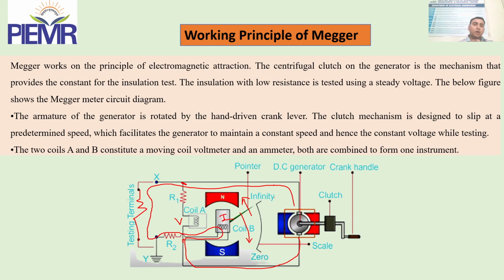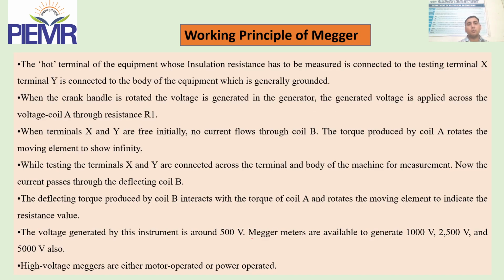Coil A and coil B are there to act as a moving coil voltmeter and ammeter. Both are combined to form one instrument. The hot terminal of the equipment whose insulation resistance is to be measured is connected between X and Y. The voltage is generated at the terminal across coil A through a resistance R1. When the terminals are initially free, no current flows through coil B, and the torque produced by coil A rotates the pointer to show infinity.